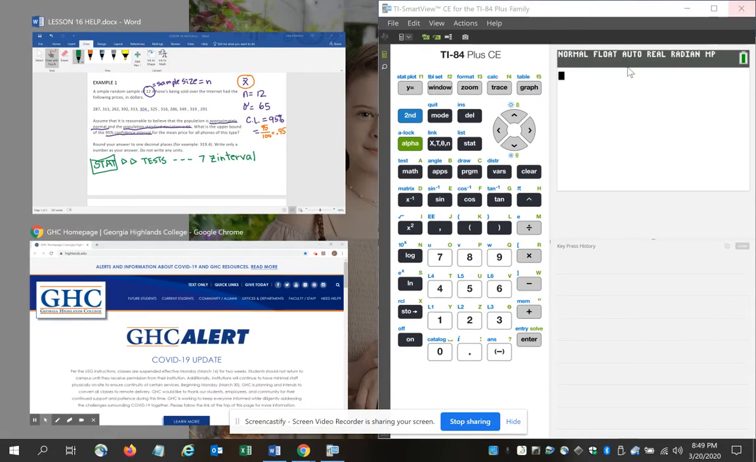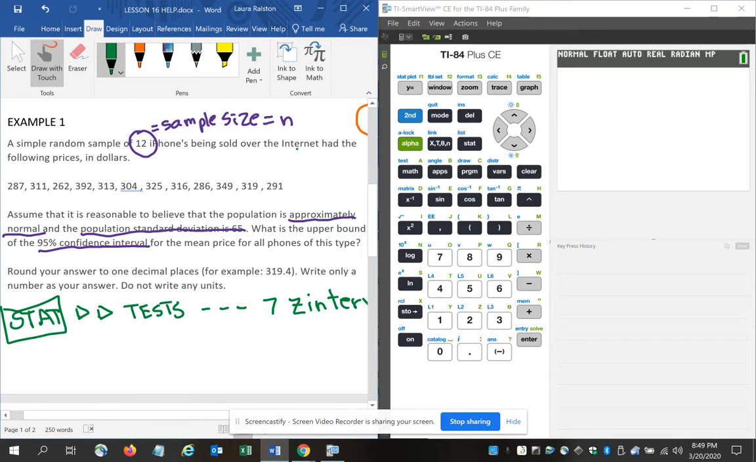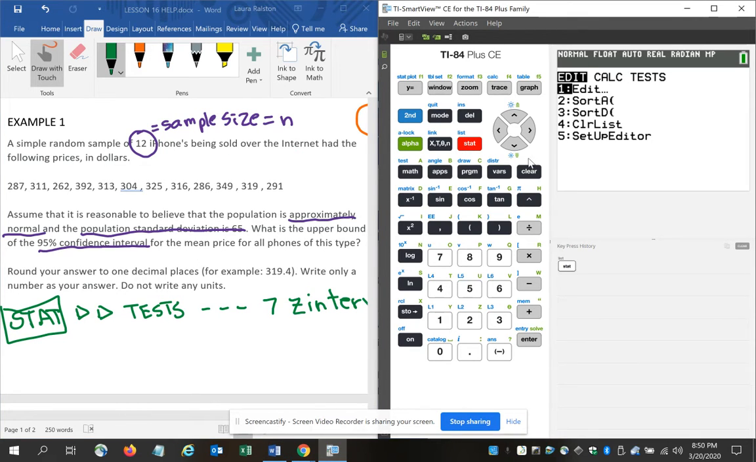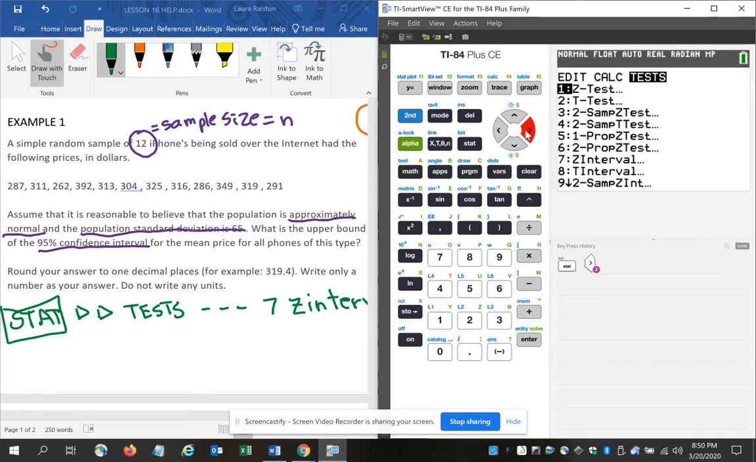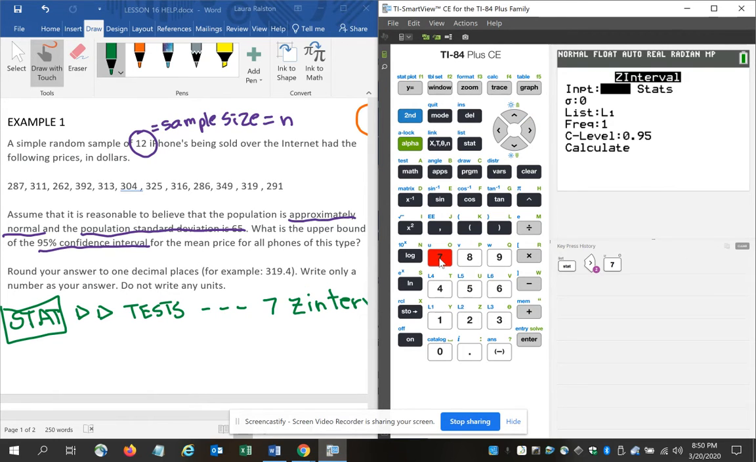Because I need to see my data. Okay, so let's go back right here to my data. Okay, so I would press Stat, arrow to the right 2 times. I get my menu, and then I want to choose option 7. So I'm going to press the number 7.